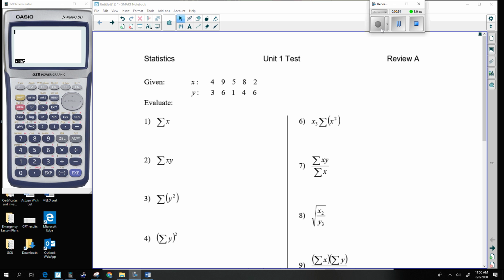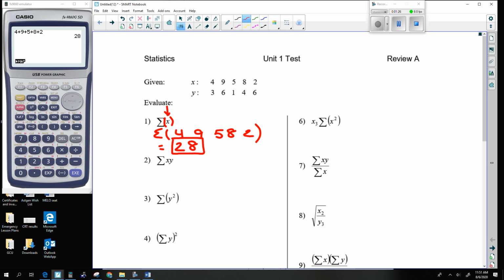Okay, we are going to first start the first part of the test with summations. So here we have the sum of x. So what is on the inside of the summation? Well, x, which is 4, 9, 5, 8, and 2. That is what we are summing. And again, the summation is an addition of those. 4, 9, 5, 8, and 2, which is 28.